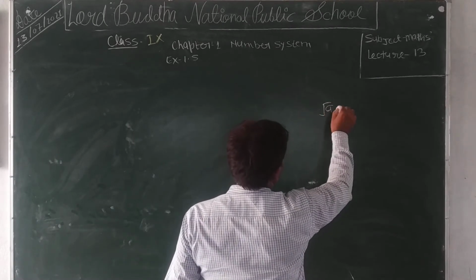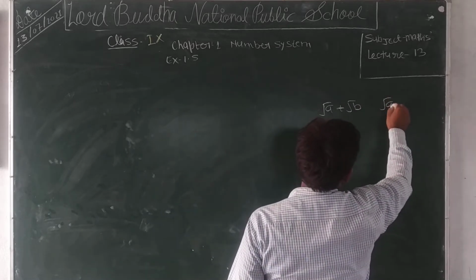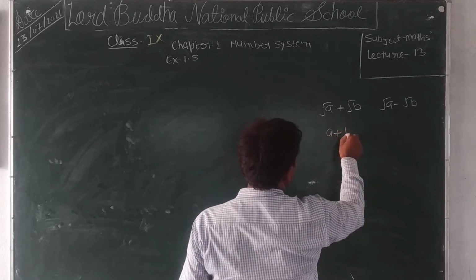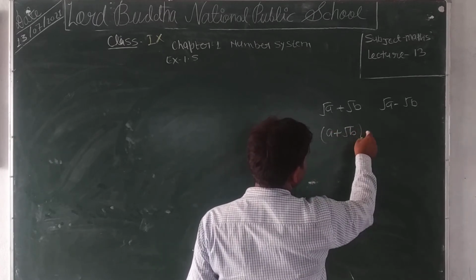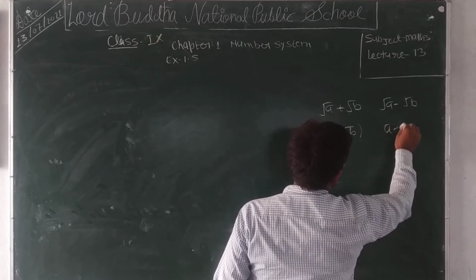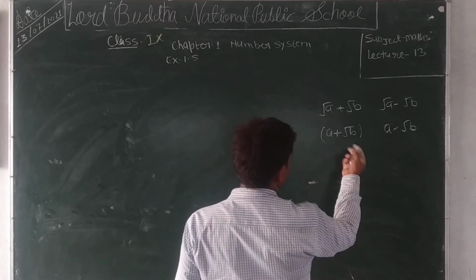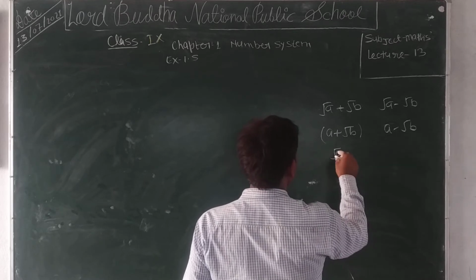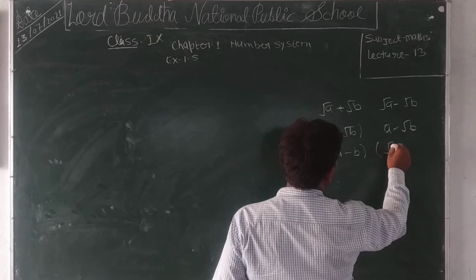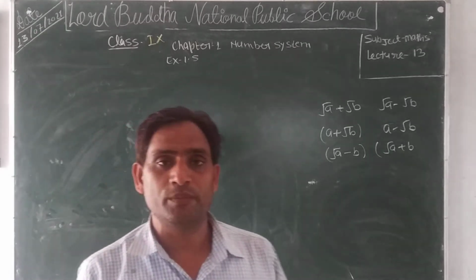There is root a plus root b. Then its rational factor will be root a minus root b. If there is the form a root b, a plus root b, then its rational factor will be a minus root b. Clear? If there is the form root a minus b, then its rational factor will be root a plus b.